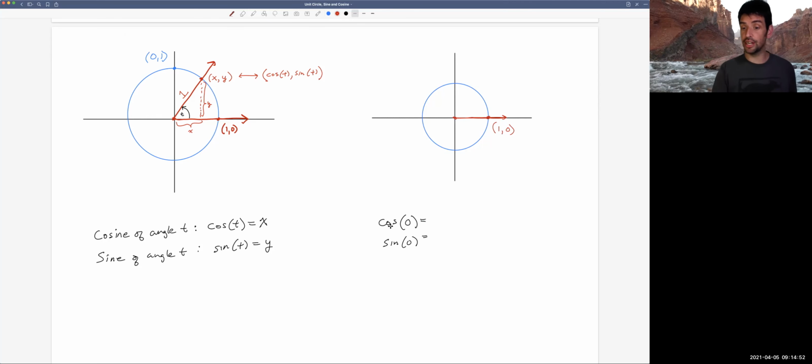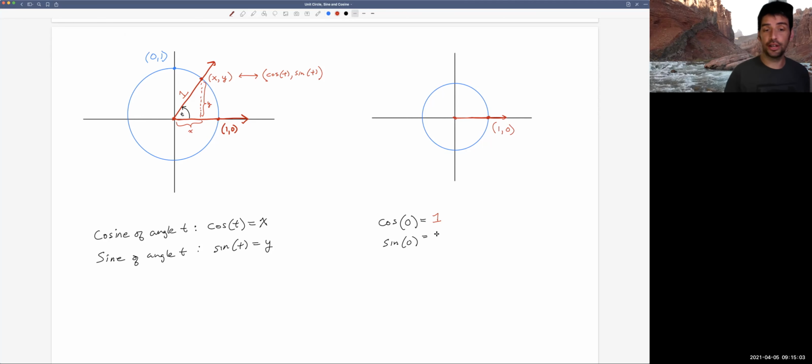Well, the cosine of the angle is the x coordinate of the intersection point. This intersects at the point (1, 0), so its cosine is 1. The sine of the angle is the y coordinate of the point of intersection of that angle with the unit circle when placed in standard position. In this case, it is 0. So that one we can do fairly simply, actually using the definition.